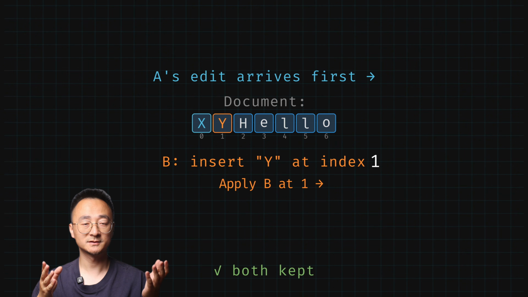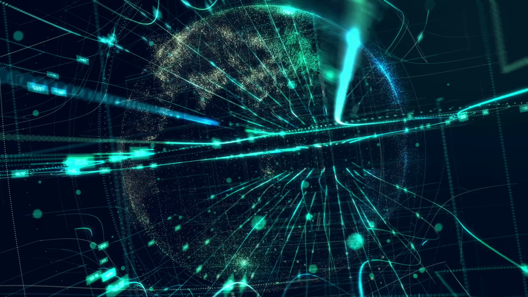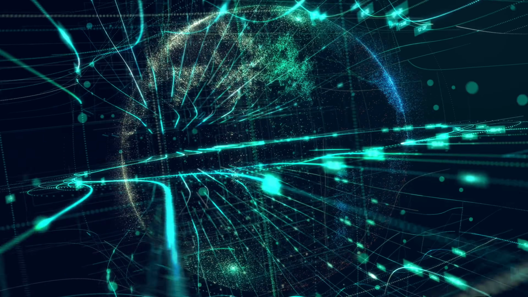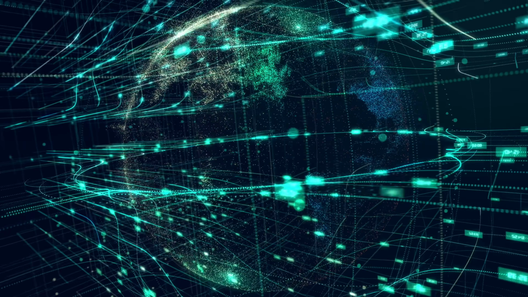Both edits are preserved. OT works by adjusting operations relative to previously applied operations, so the user intent is maintained. It acts like a smart interpreter that ensures convergence even when operations arrive in different orders. This model has been used successfully in systems like Google Docs, and it works extremely well in a centralized, server-controlled environment. However, it comes with complexity.